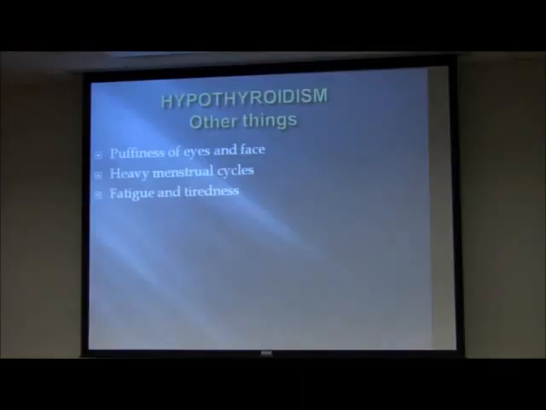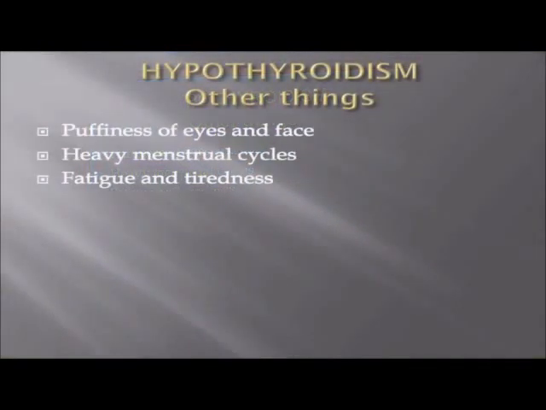Now, other things that can happen are puffiness of the eyes and face. That is separate from the bulgy eyes. It's mostly puffiness in the eyelids. The face becomes puffy and round. Then the menstrual cycles become heavy, and patients feel fatigued and tired because there's not much metabolism going on.